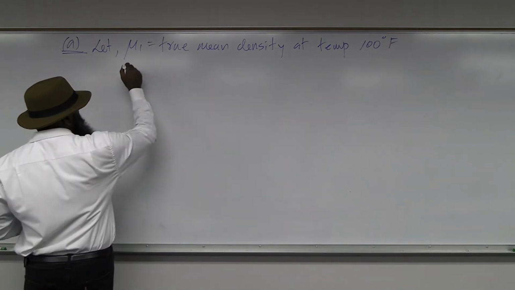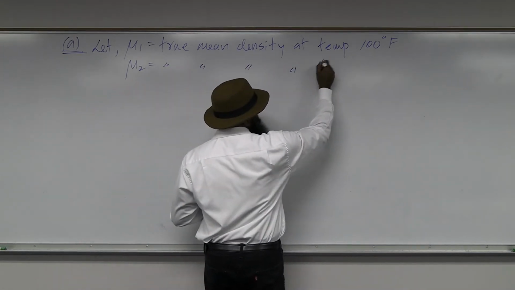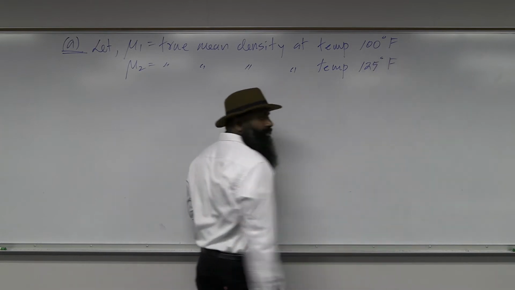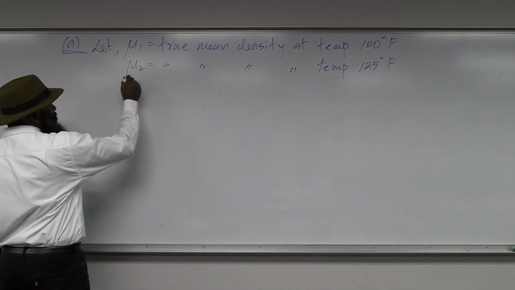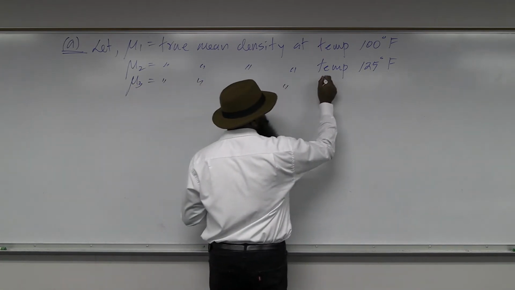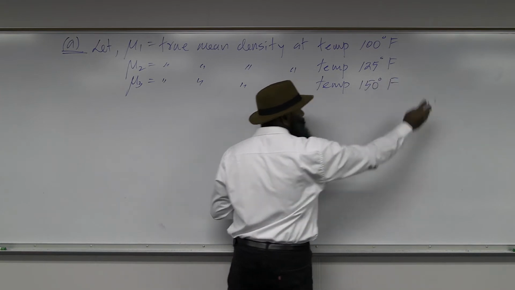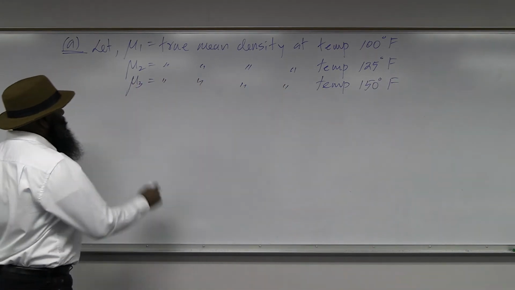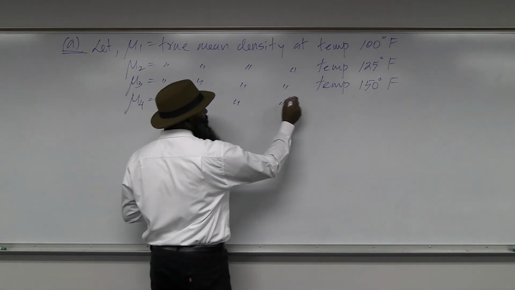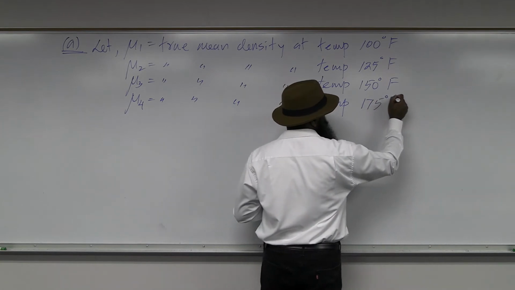The same way, I will let mu2 be the true mean density at firing temperature 125 degrees Fahrenheit. We will let mu3 be the true mean density at firing temperature 150 degrees Fahrenheit. We will let mu4 be the true mean density at firing temperature 175 degrees Fahrenheit.